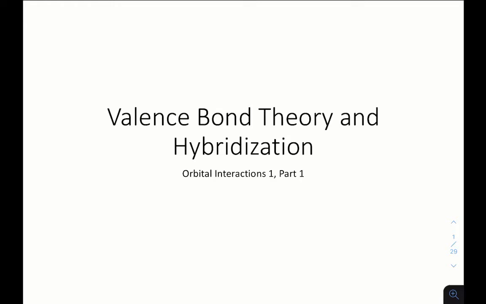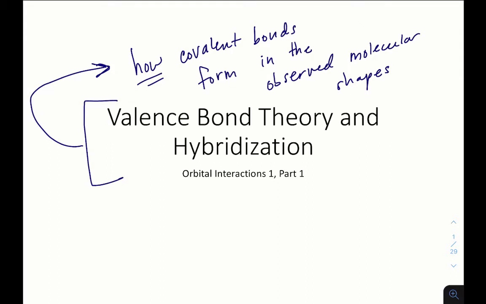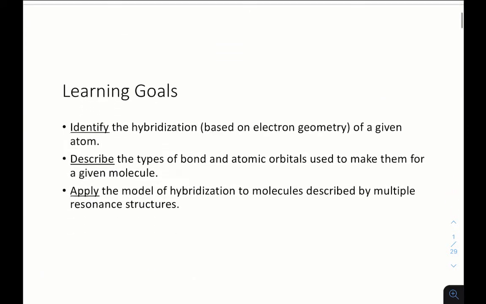In this lesson, we will discuss valence bond theory and hybridization. These theories attempt to explain how covalent bonds are formed in the shapes that we observe. Let's begin by reviewing the learning goals for this lesson.